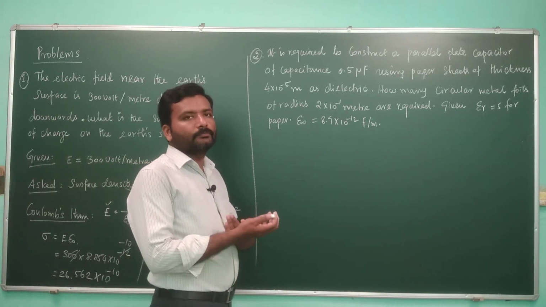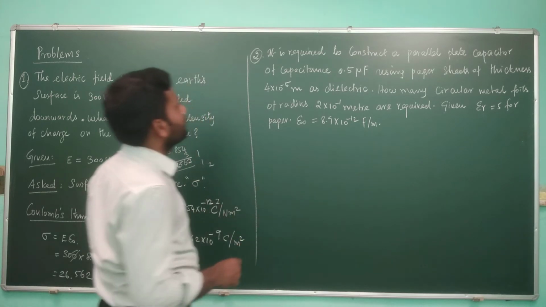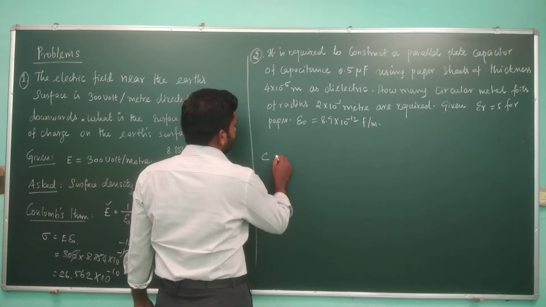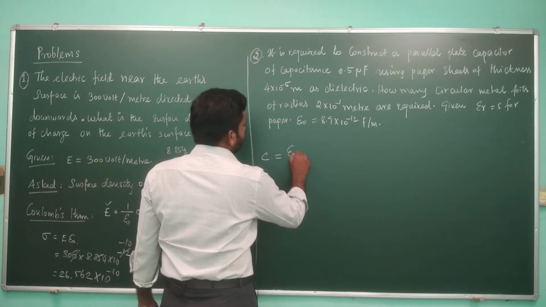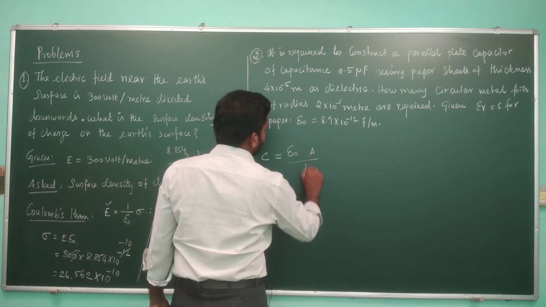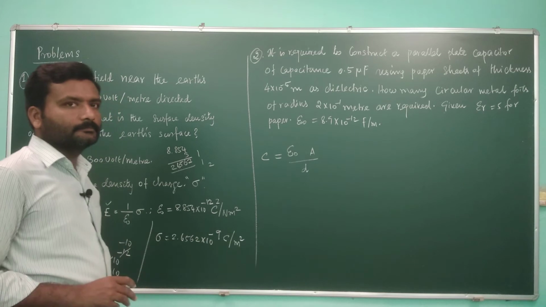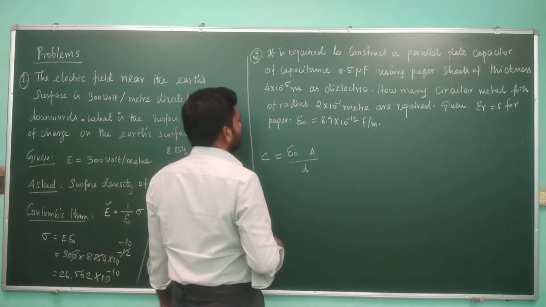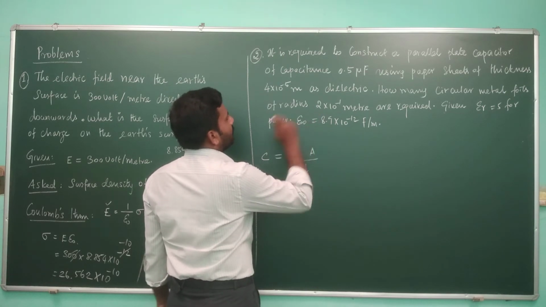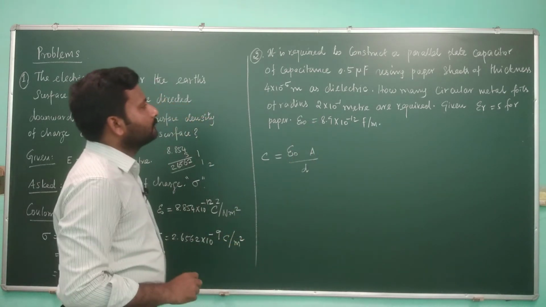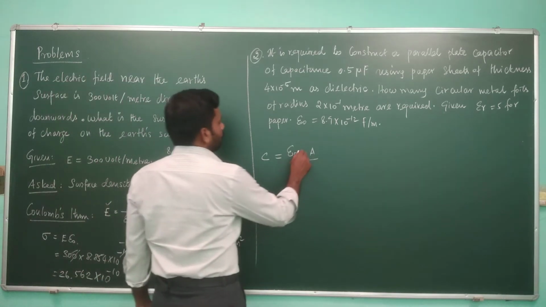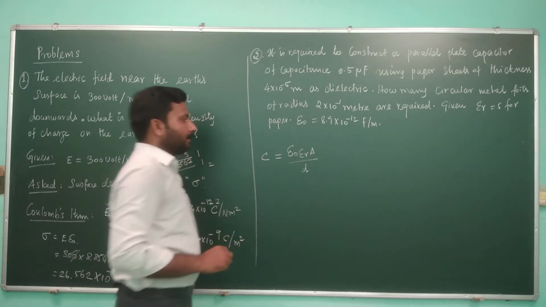What we have to do? The equation for a parallel plate capacitor is C equal to epsilon naught A by D. But here, what is used as an intermediate medium as a dielectric? Paper is used. So we need to include relative permittivity.